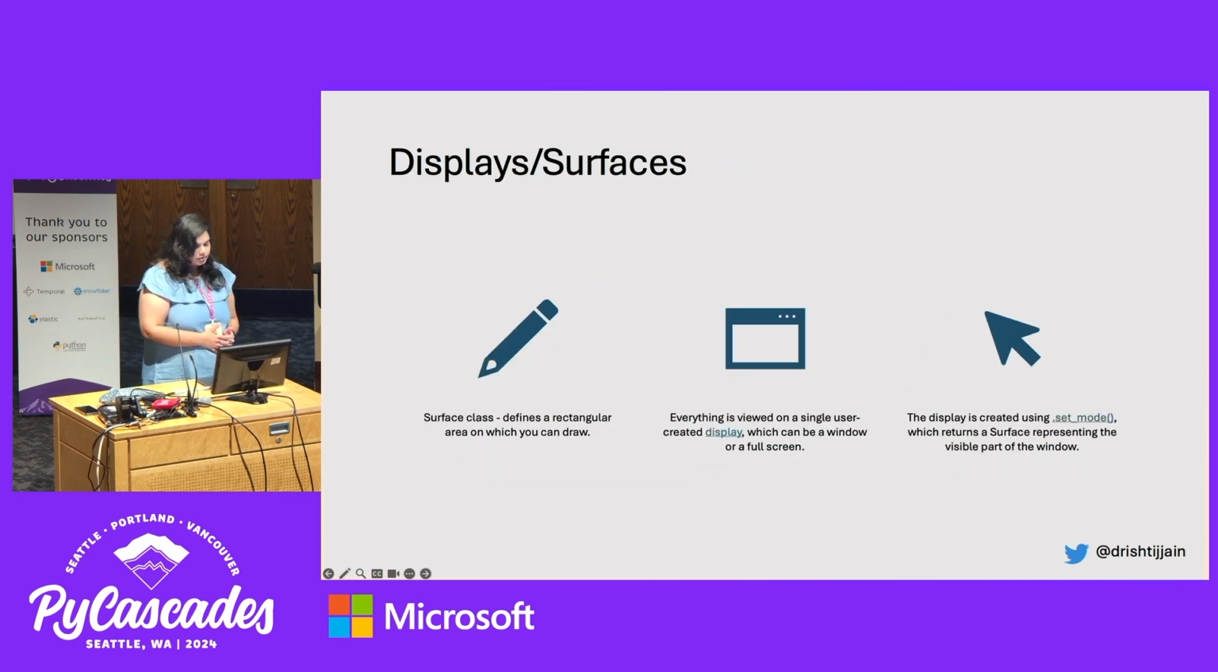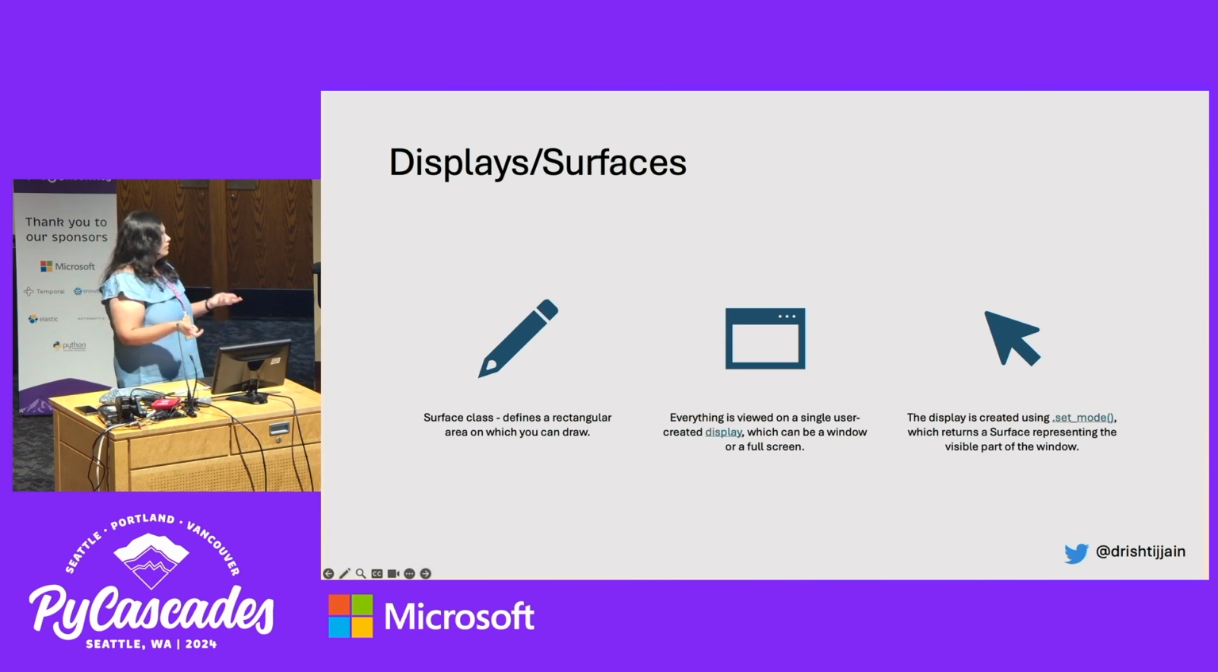The second core concept with Pygame is the display and the surfaces. There's a Surface class, which is a rectangular area wherein you can draw. Draw in the sense that you build your actual game: your different characters, say trees, boats, rivers, everything. Everything is viewed on a single user-created display, which can be either a small window or a full screen.